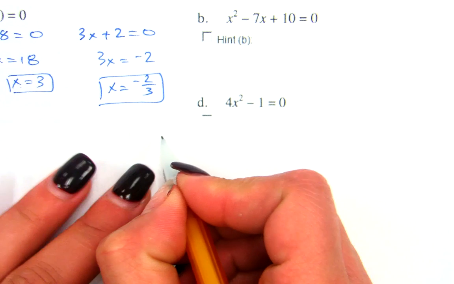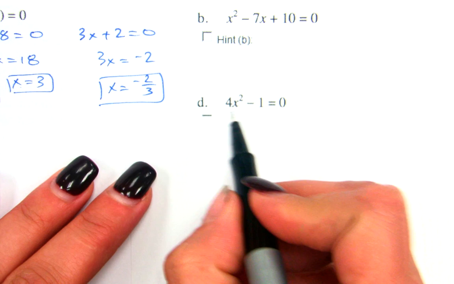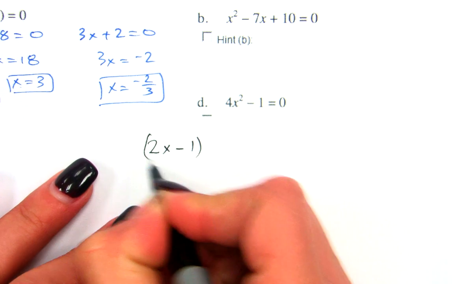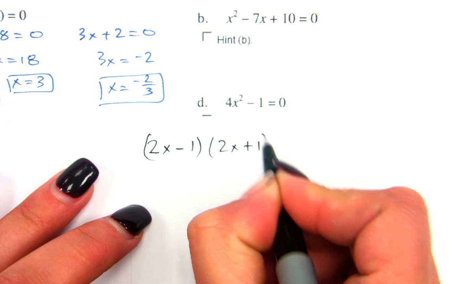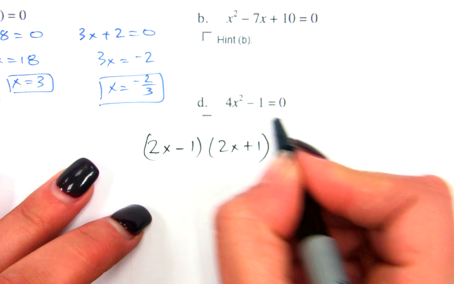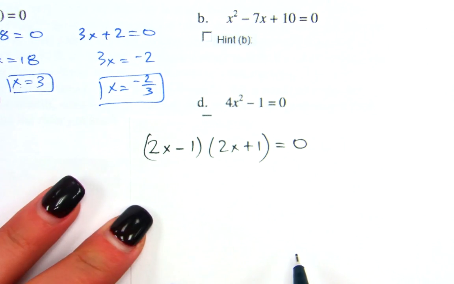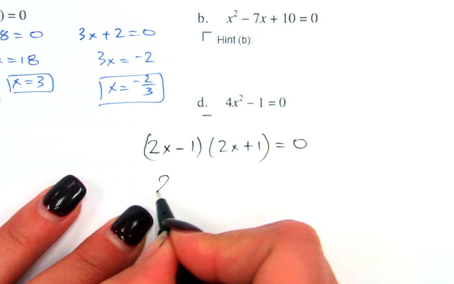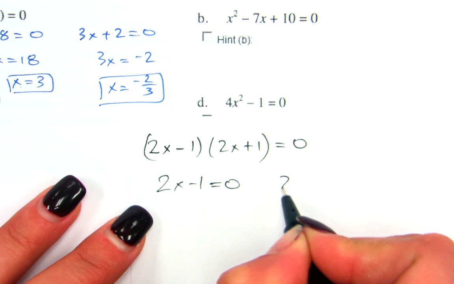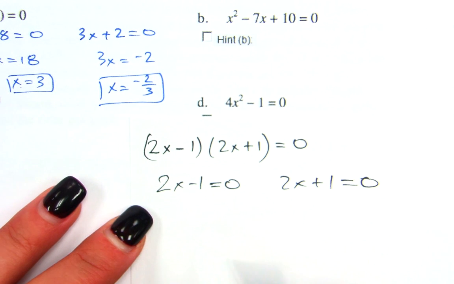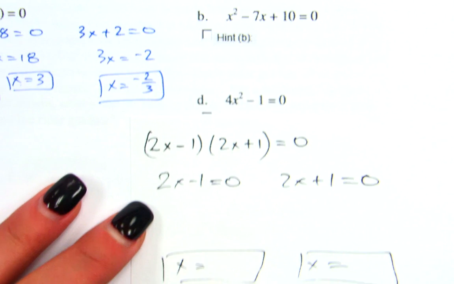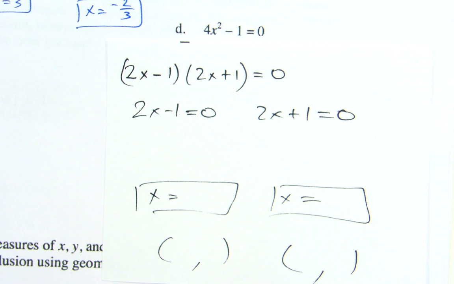It's a difference of squares, so you can take the 4x squared minus 1 and break it apart. This is 2x minus 1 and 2x plus 1, because negative 1 times positive 1 gives you negative 1. Set it equal to 0, and I'm pretty sure you can take it from here. You can just split them up just like we did before: 2x minus 1 equals 0 and 2x plus 1 equals 0. Then solve it, x equals, and then do it in coordinate format. That's one way to do it.